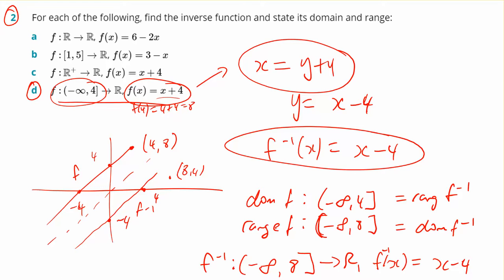Okay, so you've got to know the relationship between the inverse and original. Everything switches. The domain of the original becomes the range of the inverse, and the range of the original becomes the domain of the inverse. Okay, and this is how you write normal function notation. Okay, so hopefully that helps.